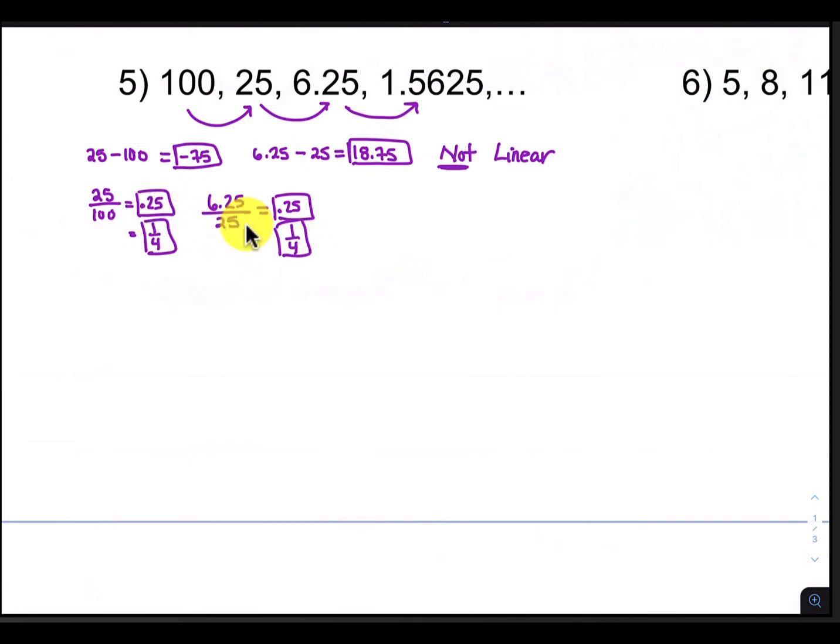So this seems to be consistent. And likewise, if we divided the fourth number by this third number, we would also get 0.25 or 1/4. Therefore, we do have a common ratio of 1/4. That's what we're multiplying by every time, and therefore this is exponential.